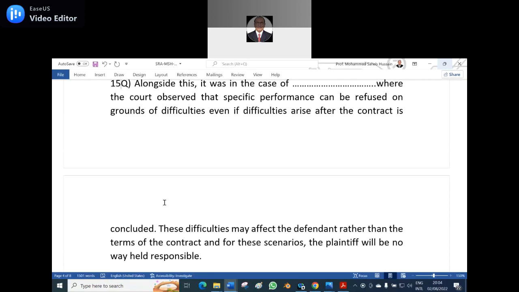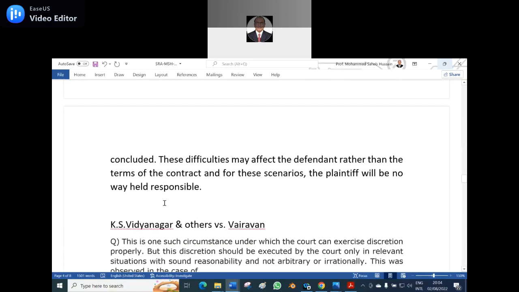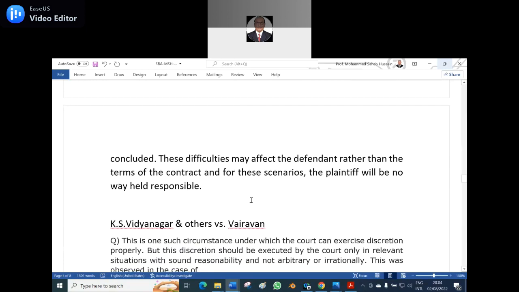Anyone? It is very difficult. Case Vidya Sagar and others versus Vairavan. That is the case law. It is dealt in that manner.